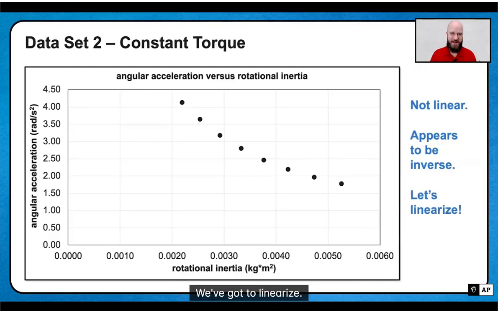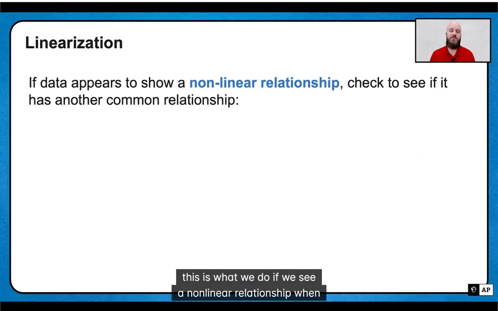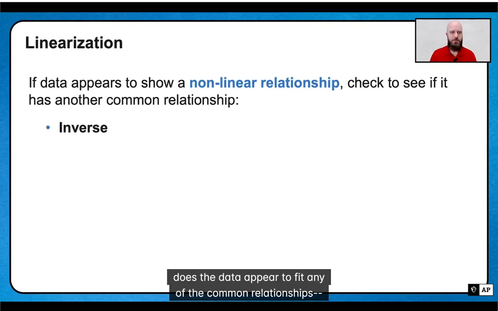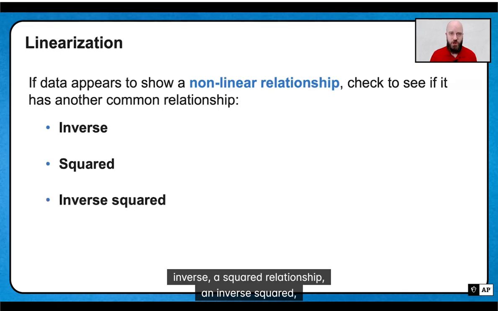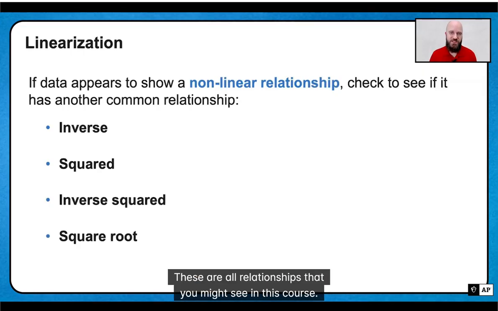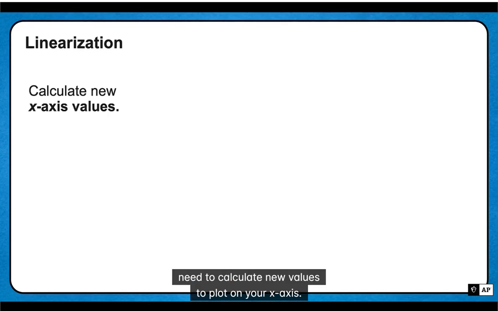We've got to linearize. So when we're going to linearize our data, this is what we do if we see a nonlinear relationship when we first plot the data from our experiment. To start, we have to check and see, does the data appear to fit any of the common relationships? Inverse, a squared relationship, an inverse squared, or square root. These are all relationships that you might see in this course. Once you've identified which of those relationships it looks like it might be, then you need to calculate new values to plot on your x-axis.